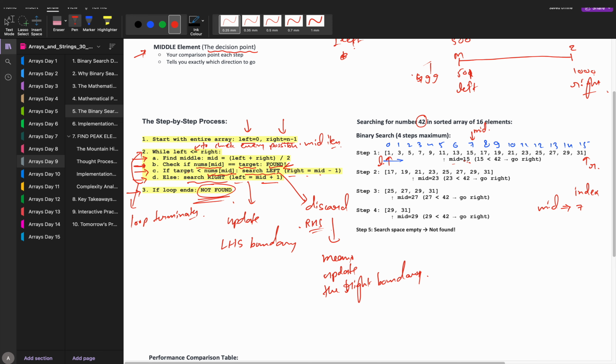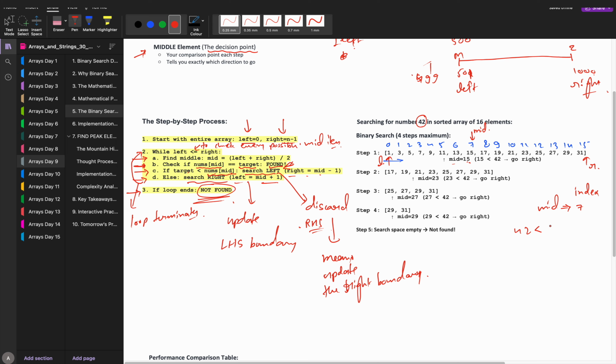Is 15 equal to 42? No. Found तो नहीं आया अभी. ये तो false है अभी. Next, I will check is target less than item at mid. So 42 less than 15 है क्या? Or 15 less than 42, whichever thing you want to do, है ना?